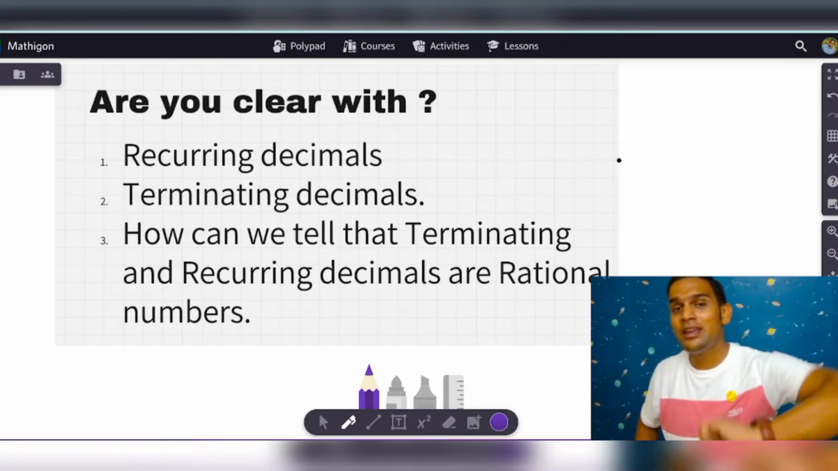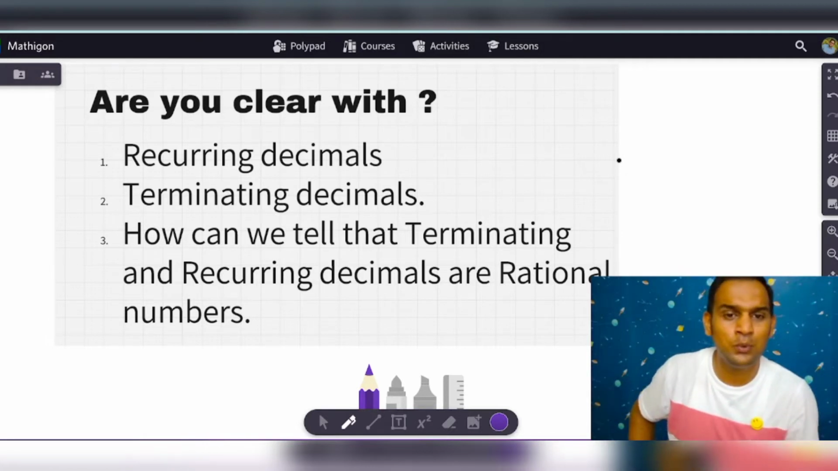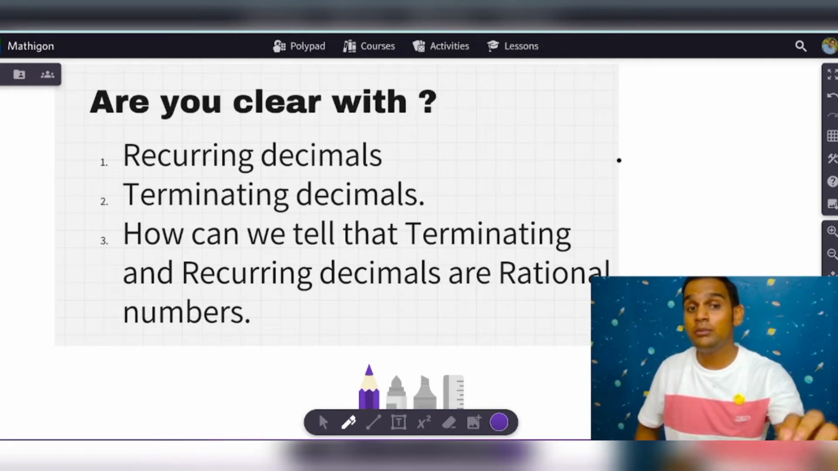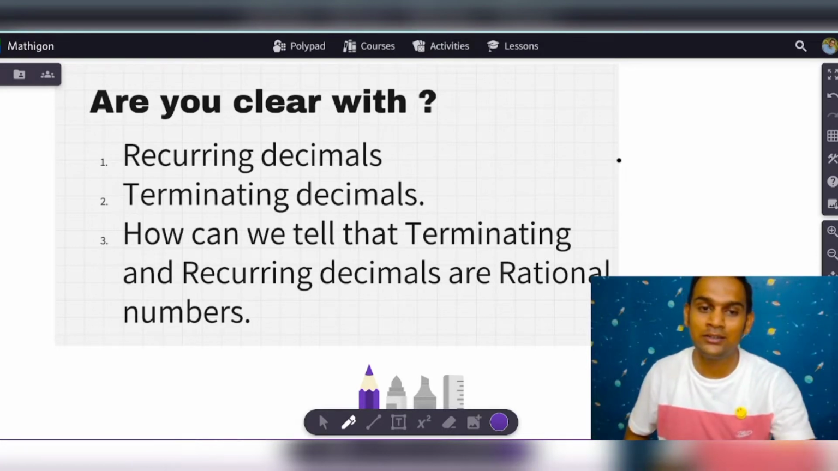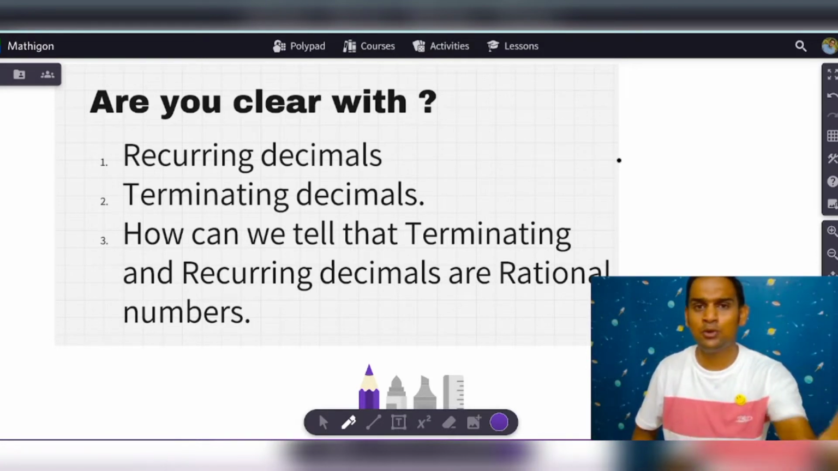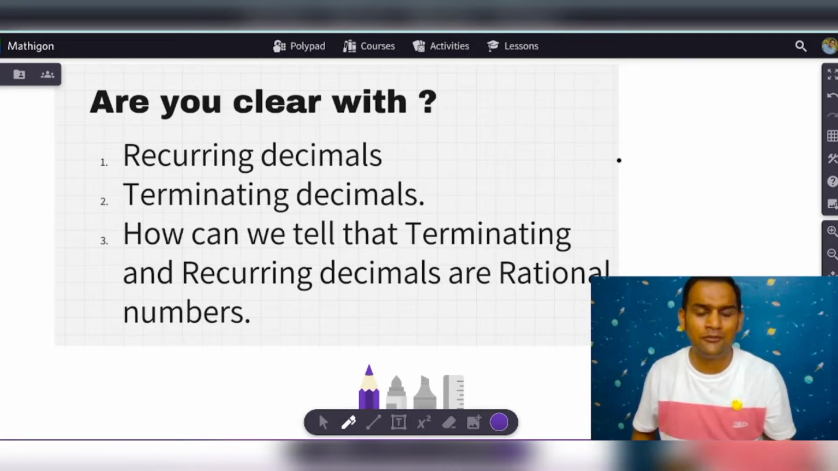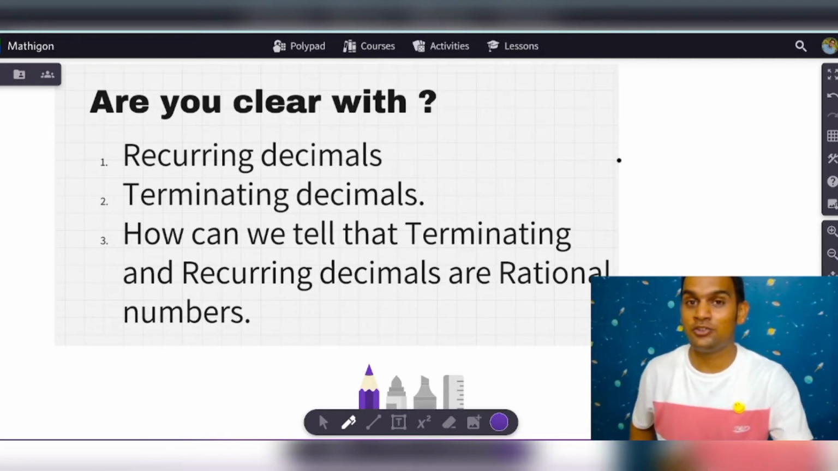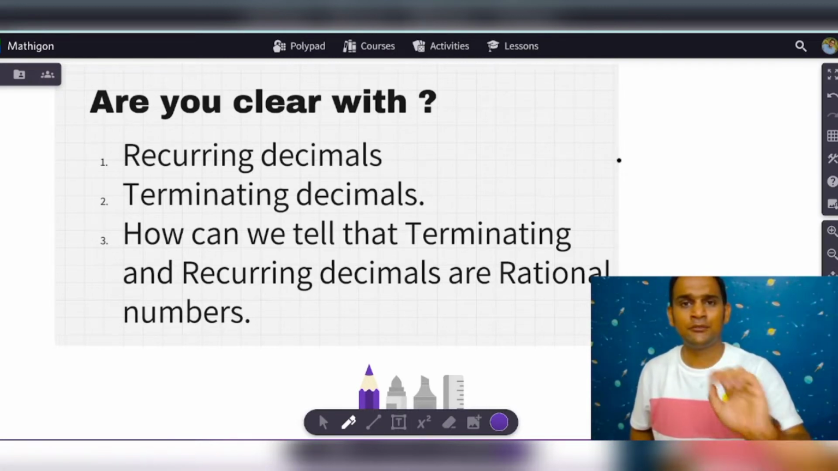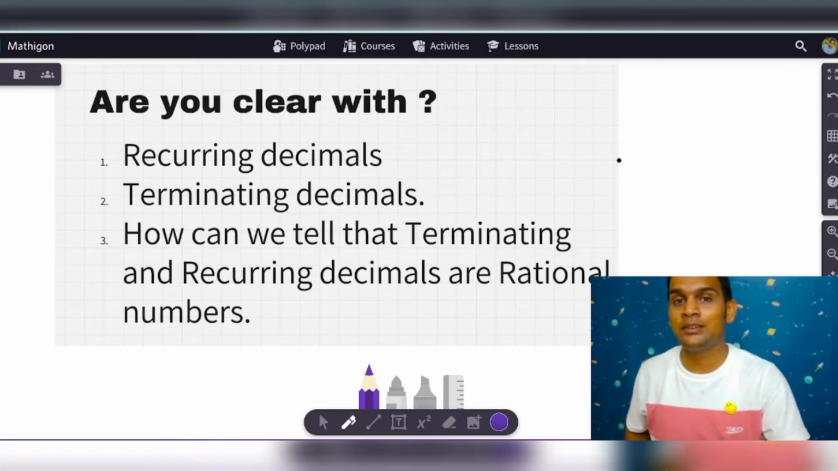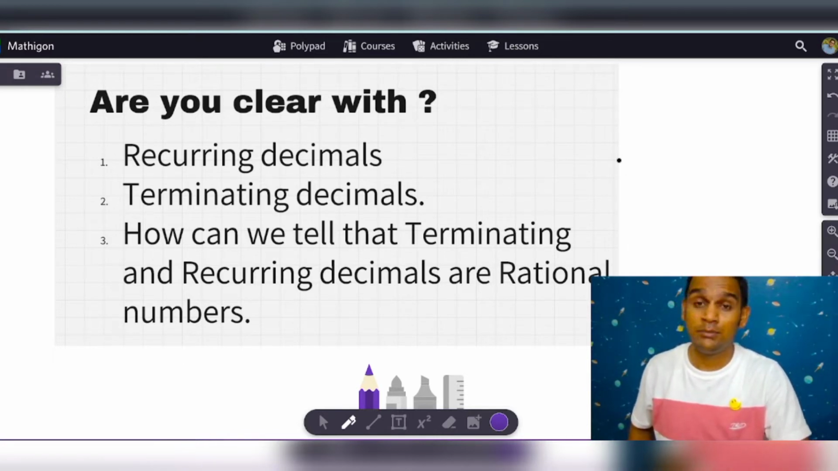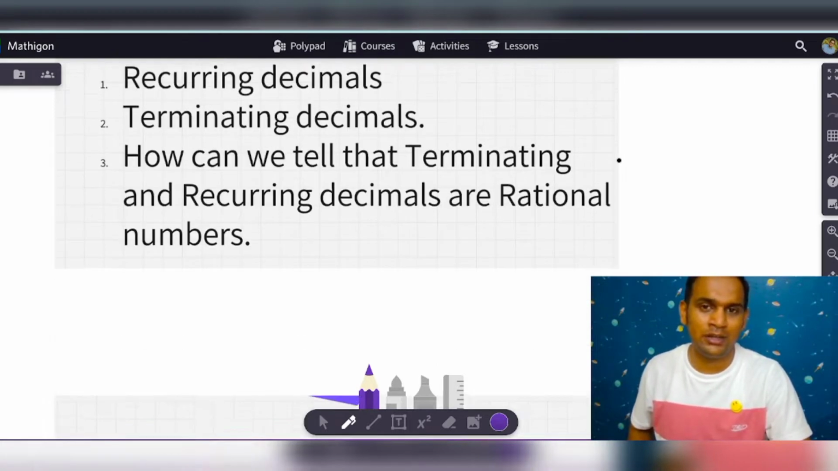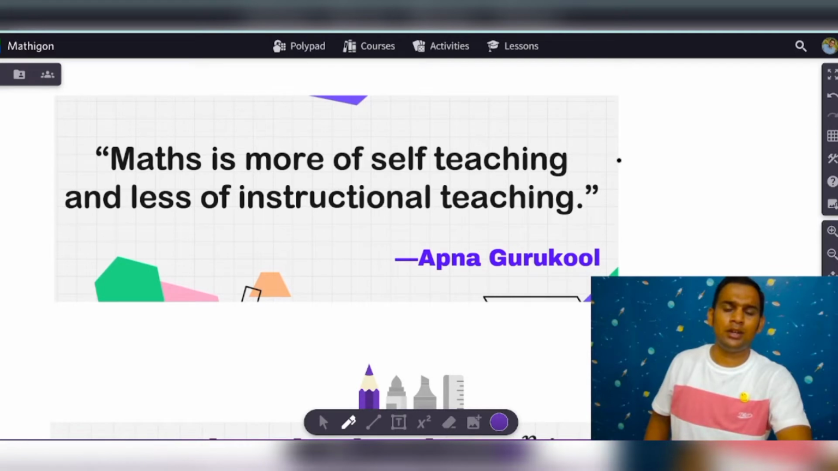So now we raised a question in one of the previous videos: how can we tell that terminating and recurring decimals are rational numbers? Now we know that rational numbers are the numbers which can be written in the form of p by q, where p and q are integers. So can we write the terminating decimal expansions, that's the first case, and then non-terminating recurring decimals in p by q form? Because we know non-terminating and non-recurring decimals are irrational numbers, so they obviously cannot be written in p by q form. That's how the definition of irrational goes.